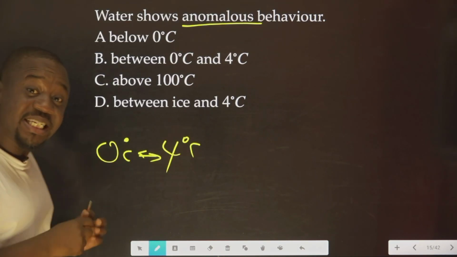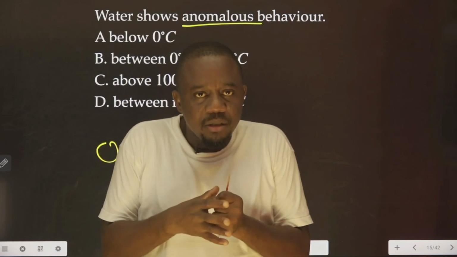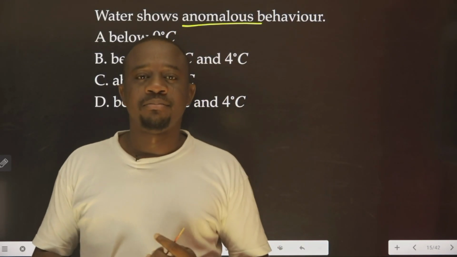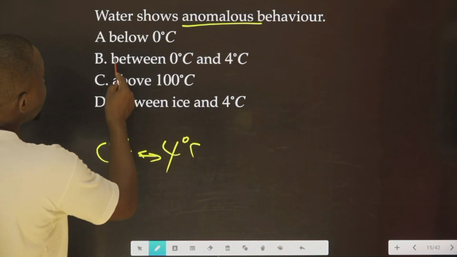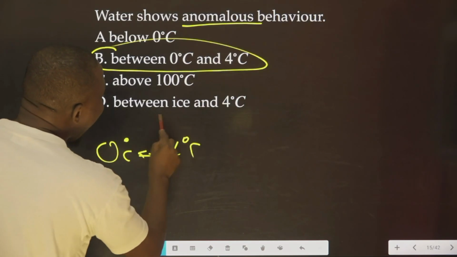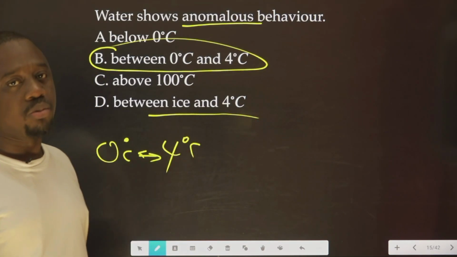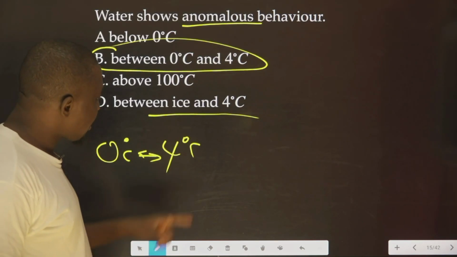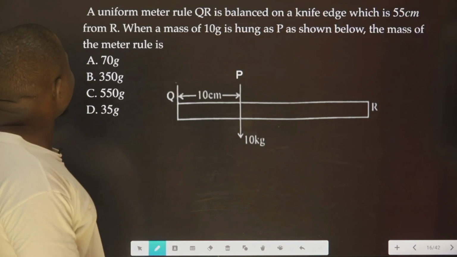Between this, instead the molecules of the water to contract, they expand. So, you check here now, is between this. This one is say ice and 4 degrees centigrade. This is meant to confuse you because ice is not a value. Look at this question. What is it saying?